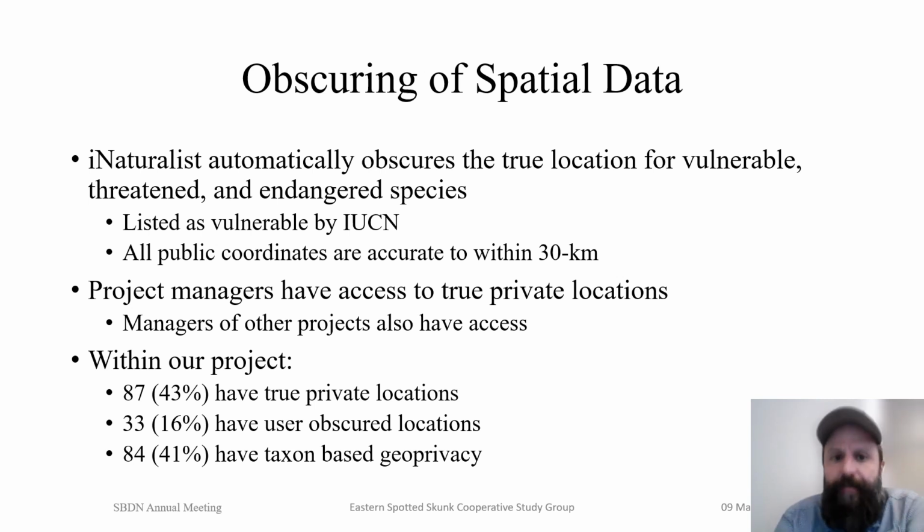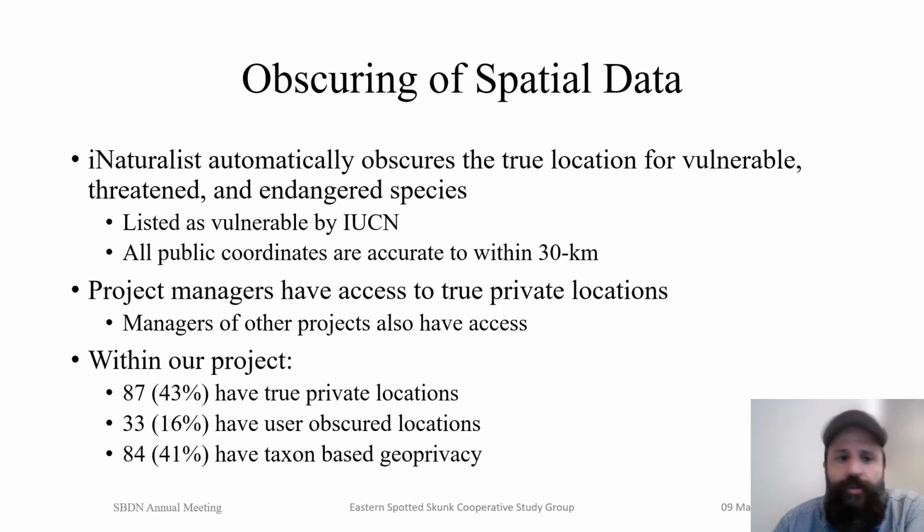Use of the iNaturalist platform makes it easy to combine and curate our dataset, but it does provide some difficulty to end users looking to conduct research across the distribution. The eastern spotted skunk is listed as vulnerable by the IUCN, and because of this designation, iNaturalist automatically applies a taxon-based geoprivacy to all observations. Observers have several ways to allow project curators or trusted individuals to see the true private coordinates, however.